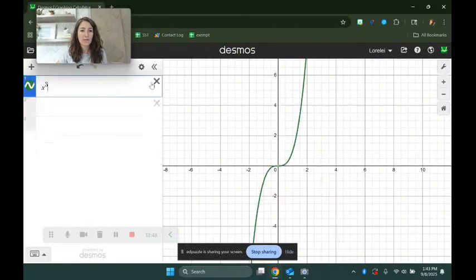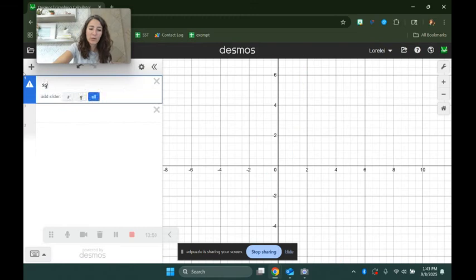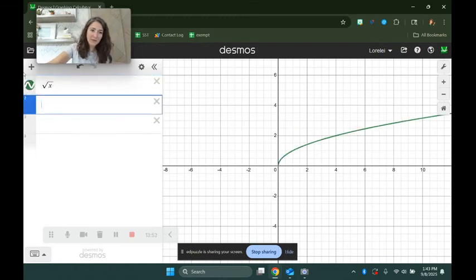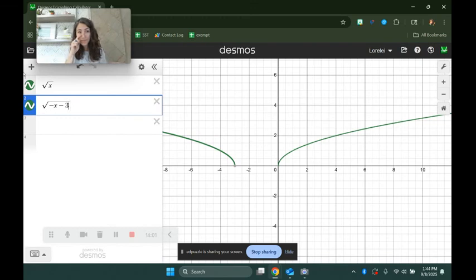So I've got the square root of x. There's my square root function. And then if I were to type in the square root of negative x minus 3, notice this function has flipped over the y-axis, like it's facing in the other direction. That's what that negative sign does. And then if I put a minus 3 next to it, it moves to the left. It moves in the left direction, even though that's a minus.